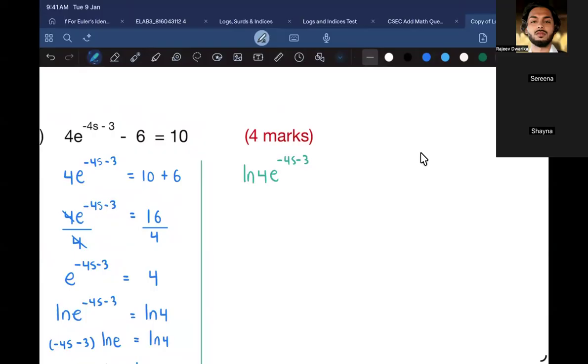But you see, you wouldn't be able to do that. You could only apply logs when there's one term on either side. So you can't do this. Can't do that. You can't do that.